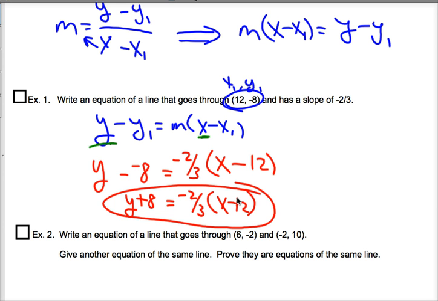Now, in future problems, what we'll end up doing is distributing the negative 2/3, and then you could bring over the negative 8. And if you do that, you will put it in slope-intercept form. But let's not do that on this problem. Let's do another one just like this.